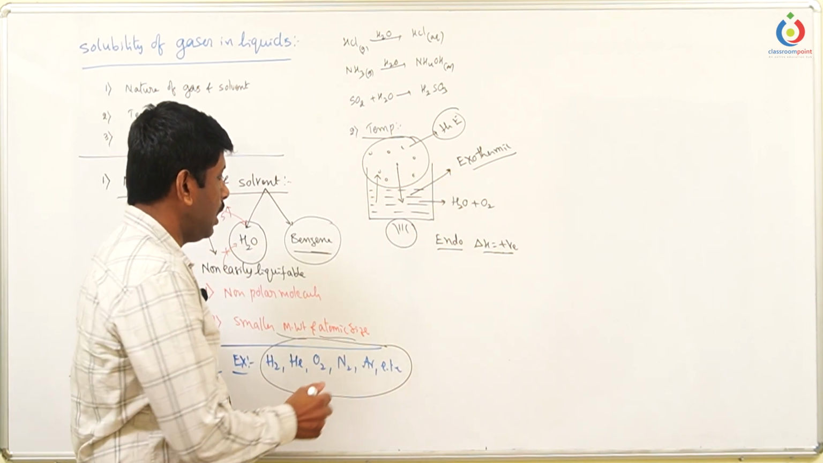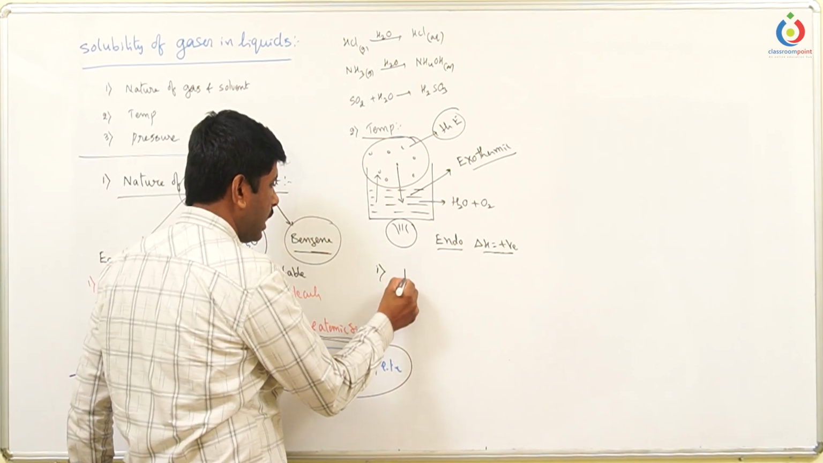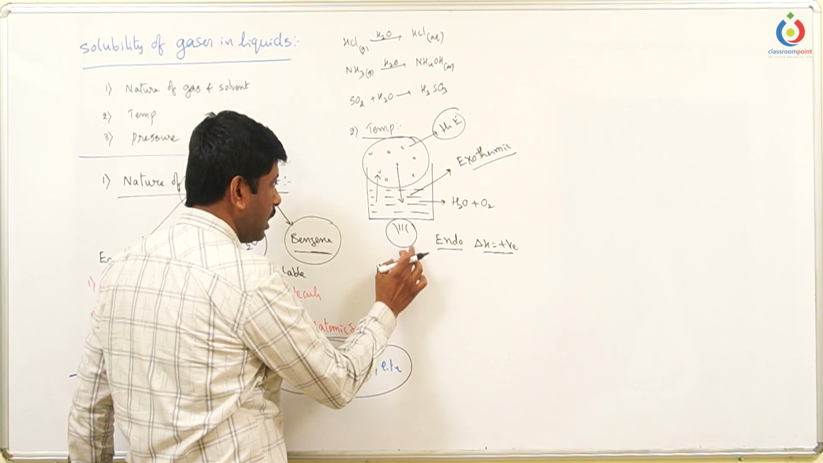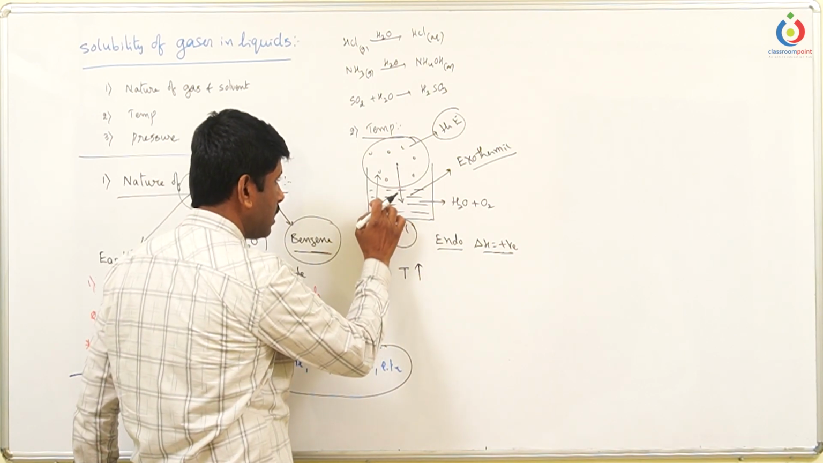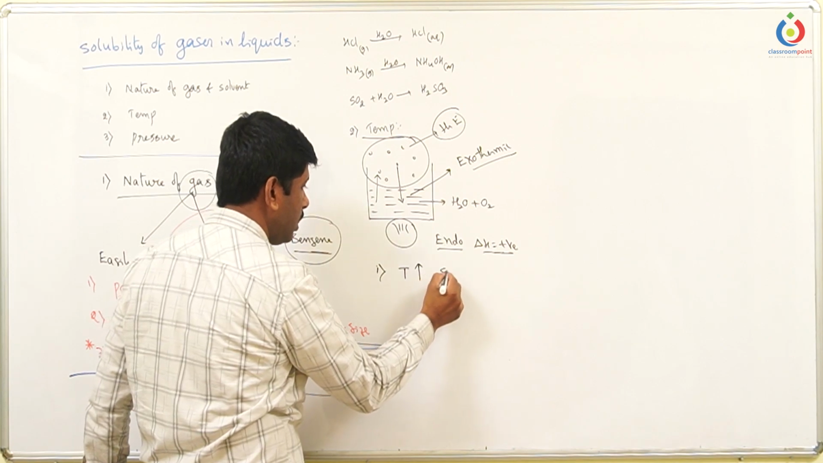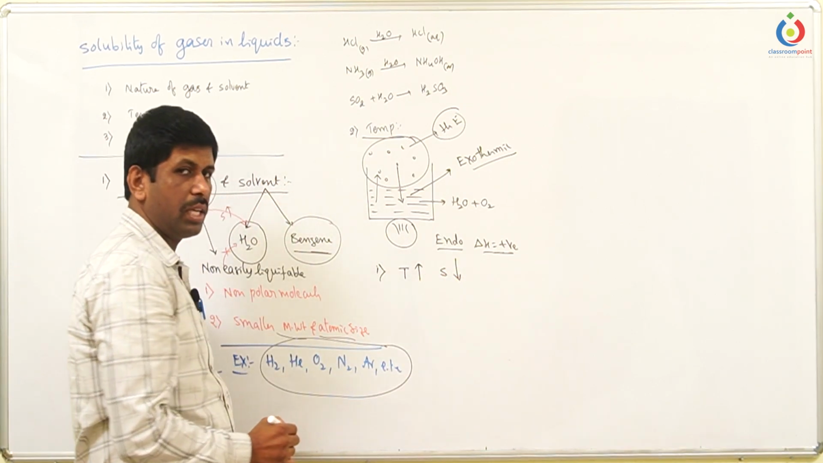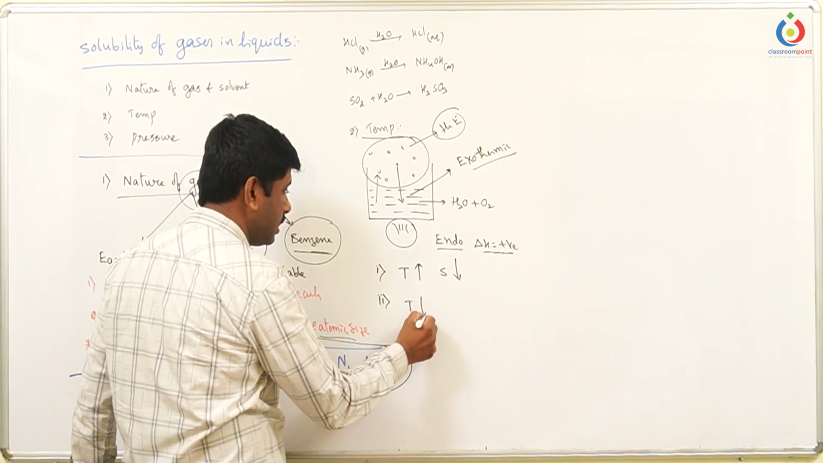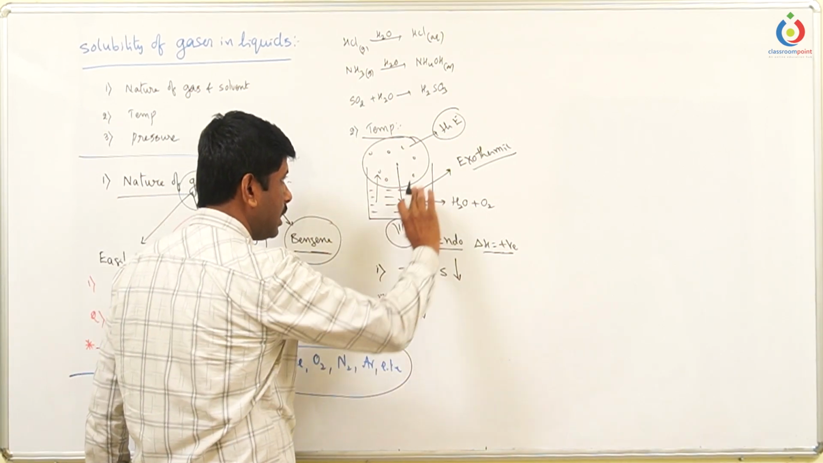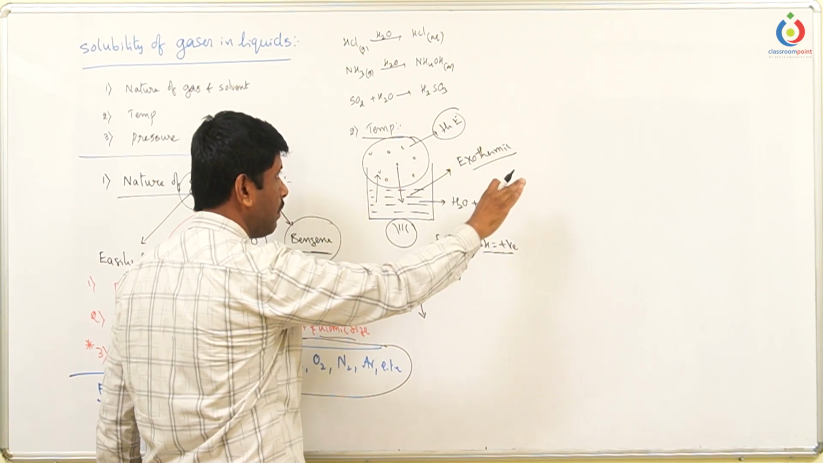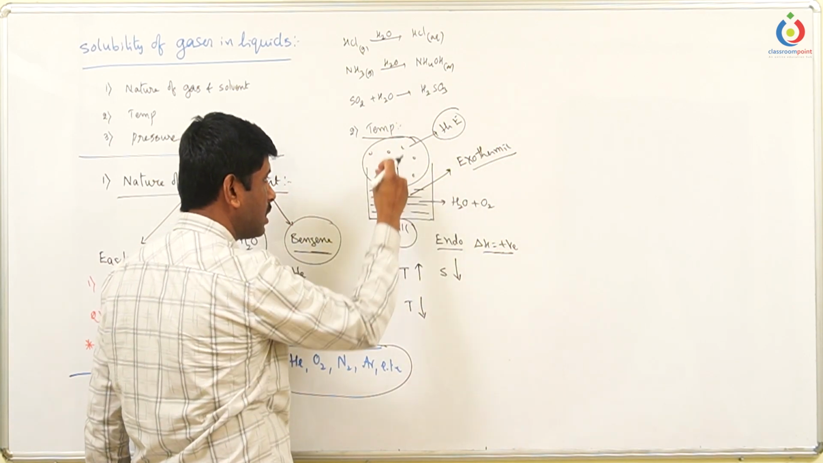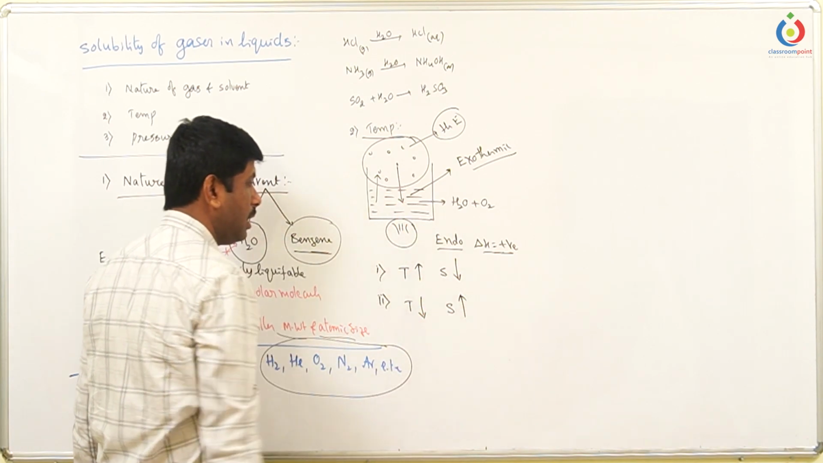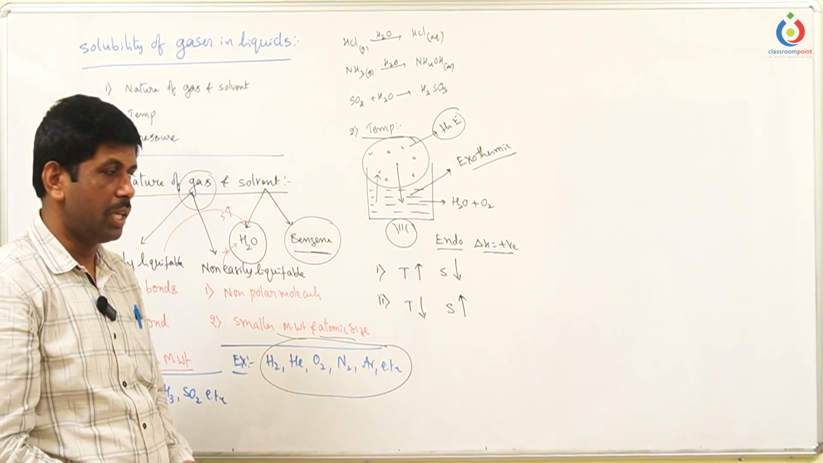Now, let us take two conditions. What happens if temperature is increased? If temperature is increased, it favors sending of the gases out of the liquid, so that the solubility of the gases in liquid gradually decreases. And what happens if temperature is decreased? If temperature is decreased, that means you are removing the excess energy, so that higher energy molecules can be converted into lower energy molecules. So the solubility of the gases in the liquids gradually increases.